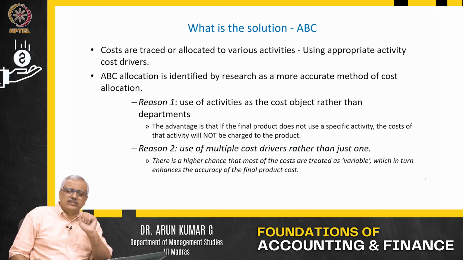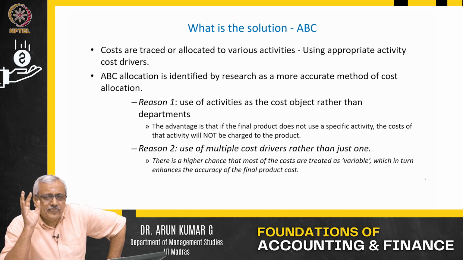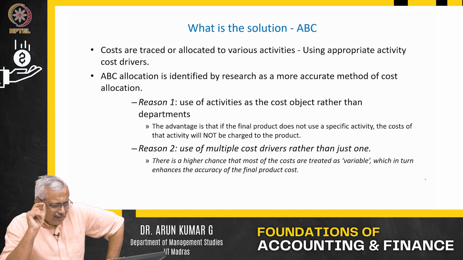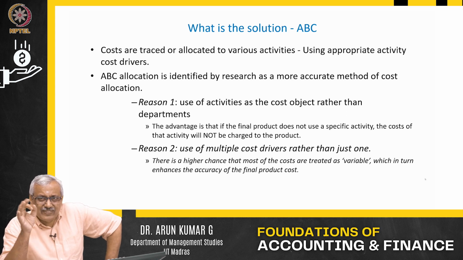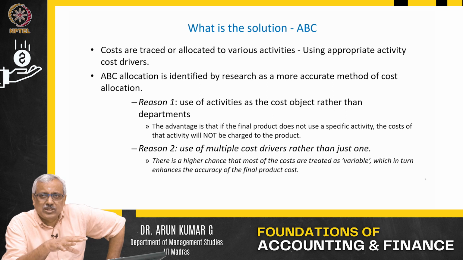So what is the solution? The solution is to move to activity based costing, ABC. What is ABC? Here costs are traced and allocated based on the various activities. We are looking at a relatively much more accurate method of allocation. That is, we use the activities done as the cost object rather than the departments. We identify the activity; we do not say stores department. The activity is the number of requisitions, that is what I will take. I will not take the stores department as the cost object.